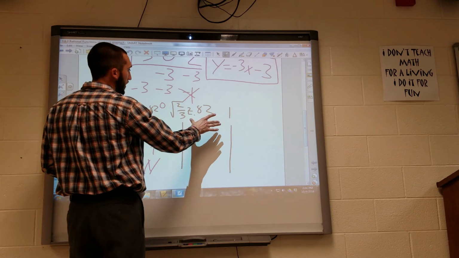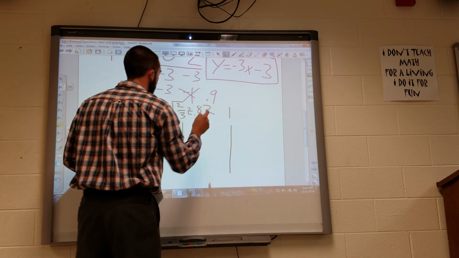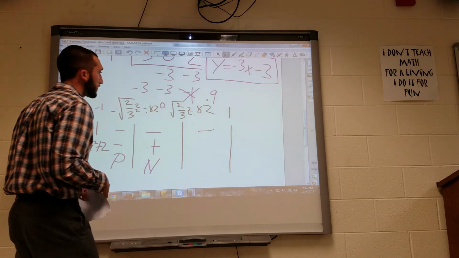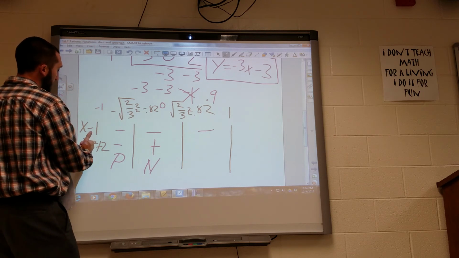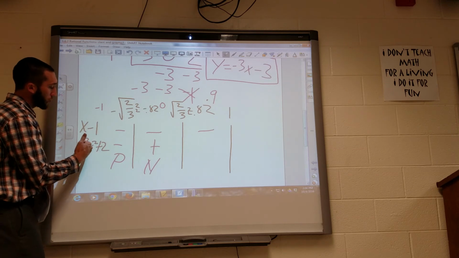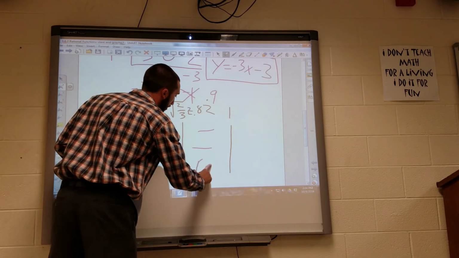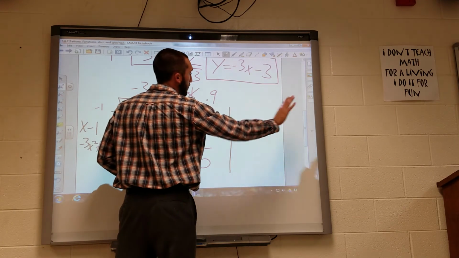Now I have to pick a number in between positive 0.82 and 1. I'm going to pick 0.9. When I do 0.9 minus 1 is still going to be negative. And when I do 0.9 in for my x squared, I get negative 2.43 for my first part. So negative 2.43 plus 2 is still going to give me a negative number. Overall effect, positive number.